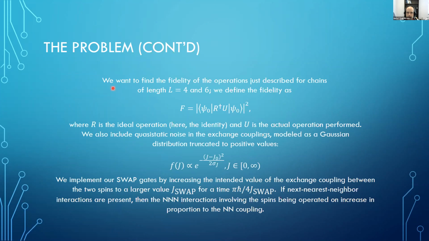So what we want to do is find the fidelity of this sequence of operations for chains of lengths 4 and 6. So in other words, a 4-spin chain and a 6-spin chain. And the fidelity is defined by this expression that I show here, where R represents the ideal operation. So this is what you would have if there were no crosstalk, no noise or anything. It does exactly what we intended it to do. In this case, this is just the identity, and U here is the actual operation performed, so with all the crosstalk and noise effects.